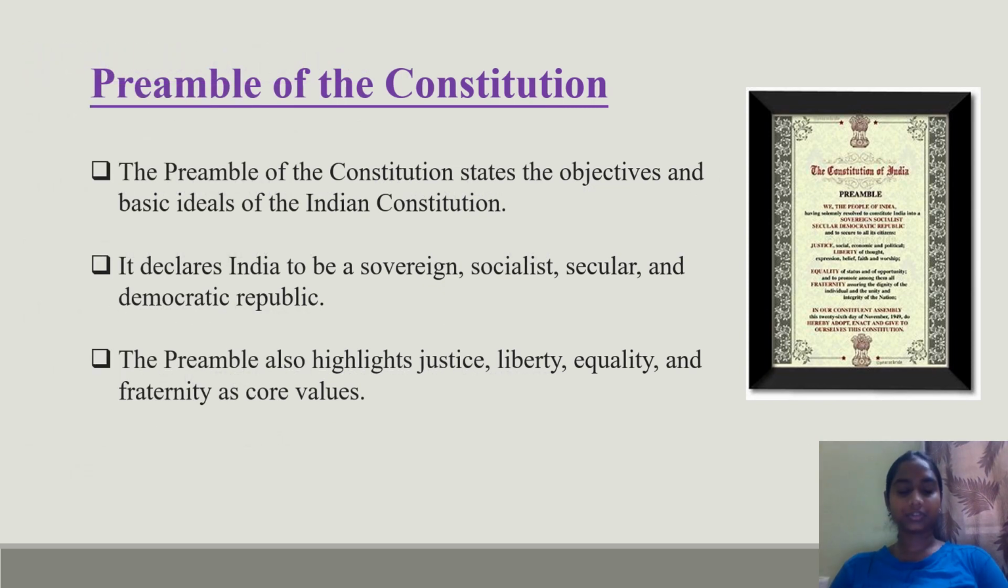Preamble of the Constitution. The preamble of the Constitution states the objectives and basic ideals of the Indian Constitution. It declares India to be a sovereign, socialist, secular and democratic republic. The preamble also highlights justice, liberty, equality and fraternity as core values.